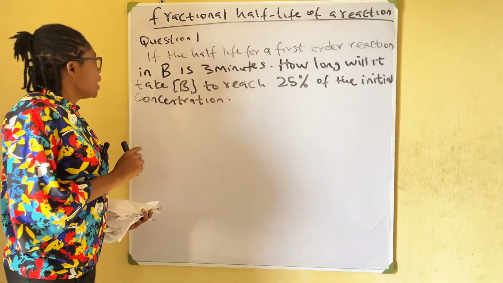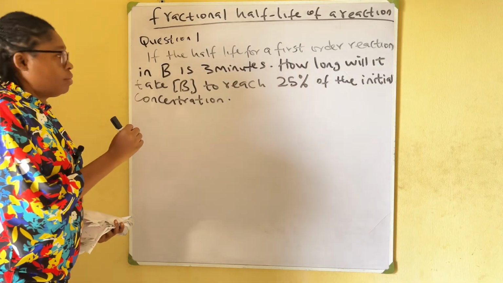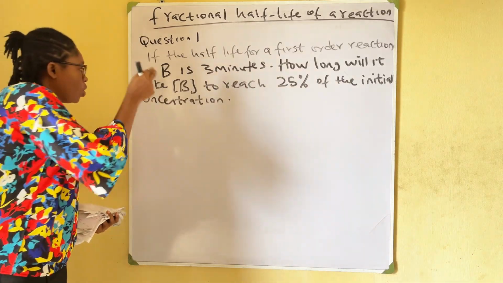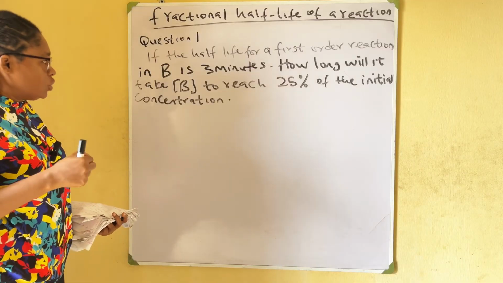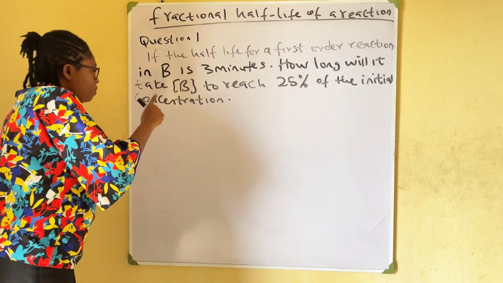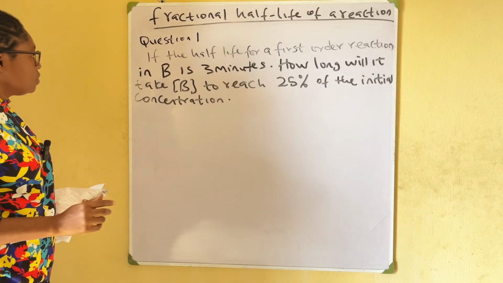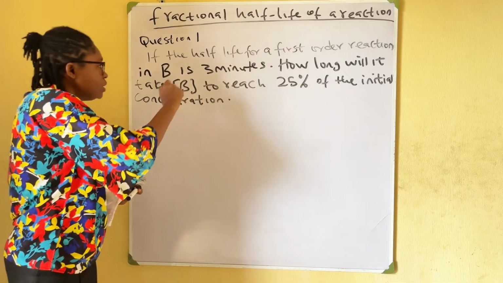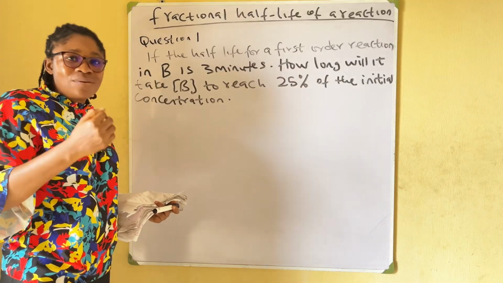Okay, so if the half-life for a first order reaction in B is 3 minutes, how long will it take the concentration of B to reach 25% of the initial concentration? Okay, look at this. Since we are given the half-life to be 3 minutes, we can use the formula of half-life to get the rate constant.